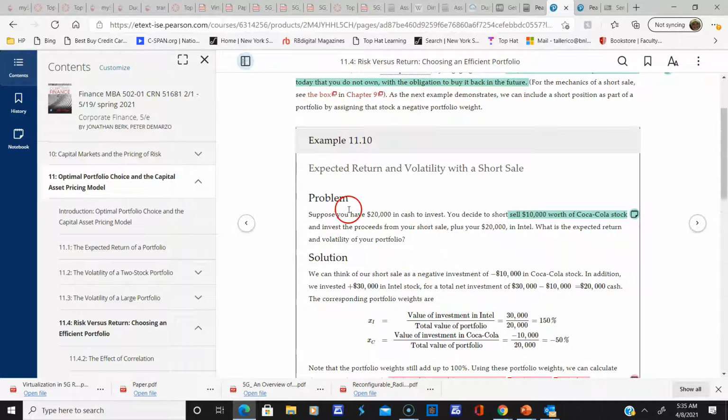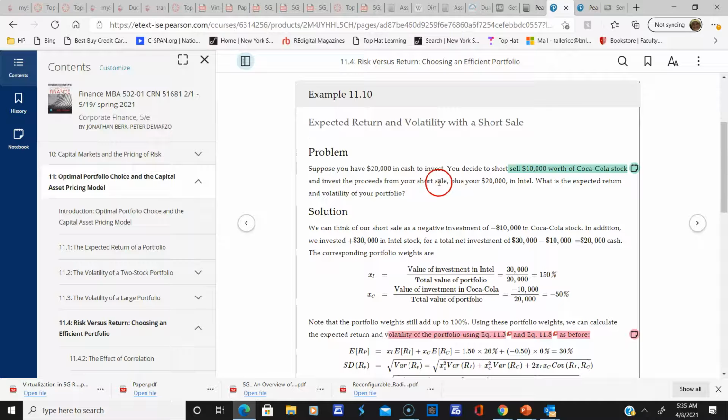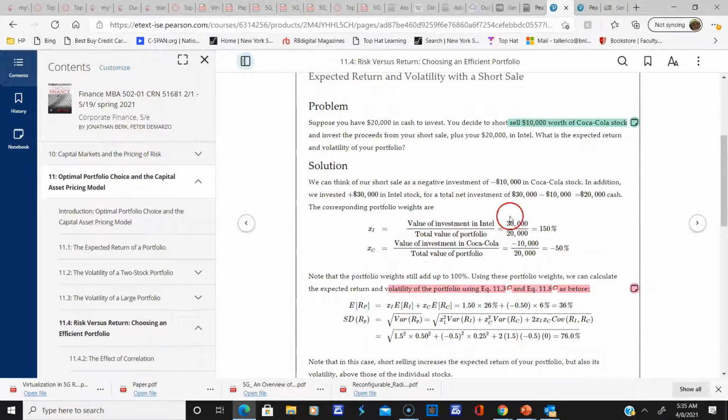So here's an interesting example: expected return and volatility with a short sale. You can see how they do a short sale. Here are the portfolio weights of Coca-Cola and Intel again, showing the short sale. So you short sell 10,000 worth of Coca-Cola. Note that the portfolio weights still add up to 100%. They always have to add up to 100%.